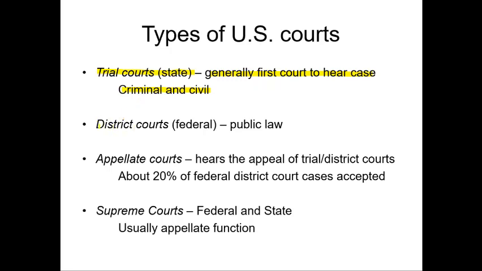The first level in the federal system are district courts. We'll look at the map here in a minute, and they are typically handling public law, which includes constitutional law and administrative law, where you may have a case against an administrative agency. Now, the appellate courts, these are both on the federal and the state level. These hear the appeals of the trial courts and the district courts. Hence, the word appeal is where we get appellate courts. And as far as in the federal court system, about 20% of the federal district court cases are typically accepted to be heard by the appellate courts.